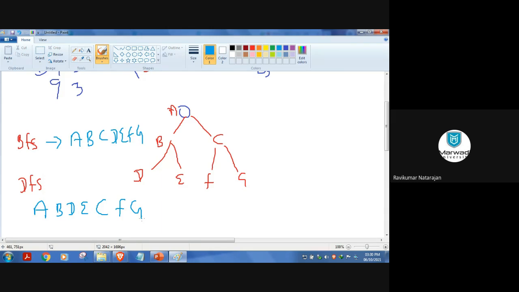Root, left, right. Yeah, we have applied root, left, right. So this comes under which traversal method? In-order, pre-order, or post-order? This is pre-order. So DFS follows the pre-order method. Clear? Yes or no? Root, left, right. We have applied it in a similar fashion. So this is a pre-order approach.